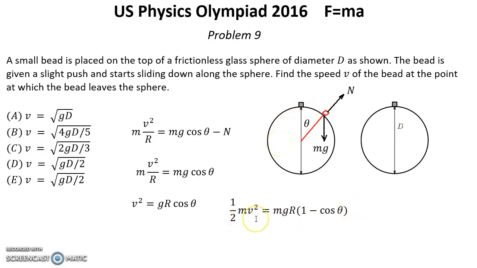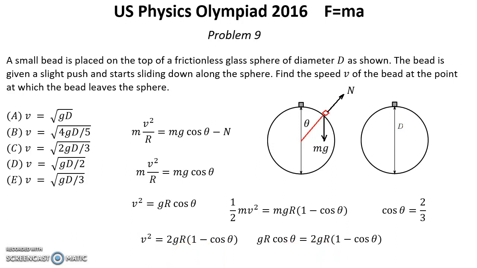1/2 mv squared equals mgr multiplied by 1 minus cosine theta. This is our energy conservation. Now we can find cosine theta by equating this v squared and this v squared. That will give this equation, and cosine theta equals 2 over 3.